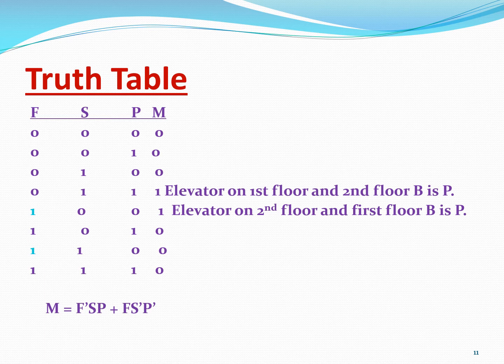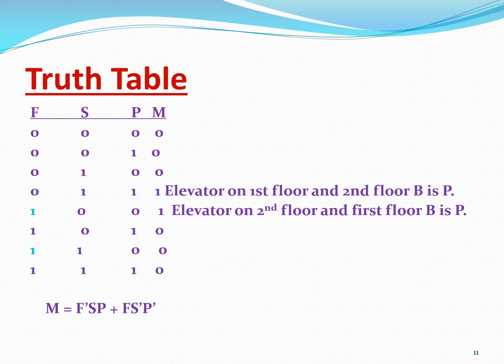Next is 0 1 0. So the elevator is on the second floor, because P is equal to 0, and the second floor button has been pressed. So it is not understood. It can be by mistake also. Therefore output has to be 0, because it is already on the second floor, it doesn't have to move.